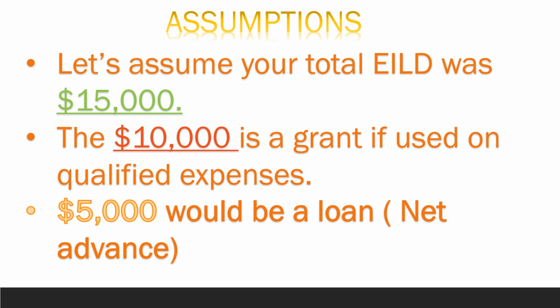So let's assume that your economic injury disaster loan was $15,000. The $10,000 is a grant if used for qualified expenses. The $5,000 would be a loan net of the advance. So when you fill out your PPP and they ask you about your EIDL, you can move that $5,000 into the PPP, and it would not be a loan under the EIDL, which is a longer term and a higher interest rate.